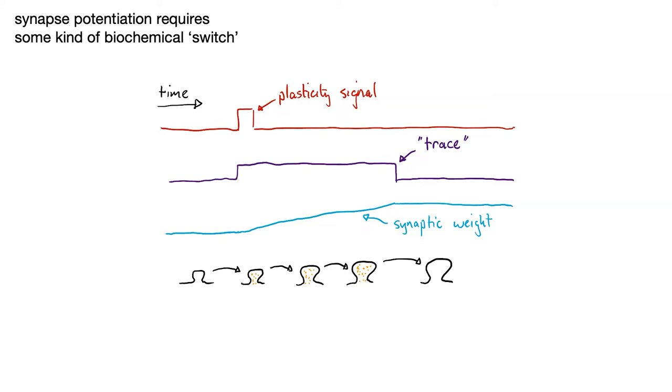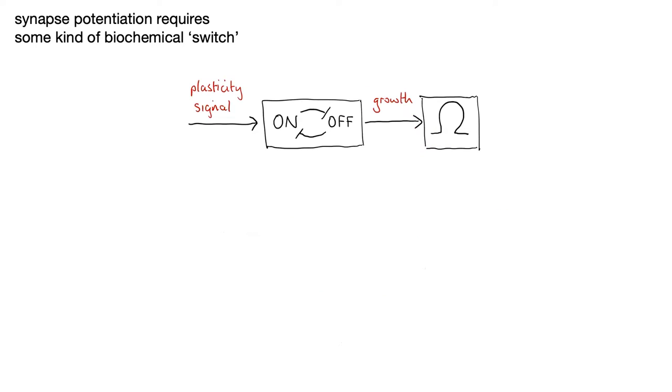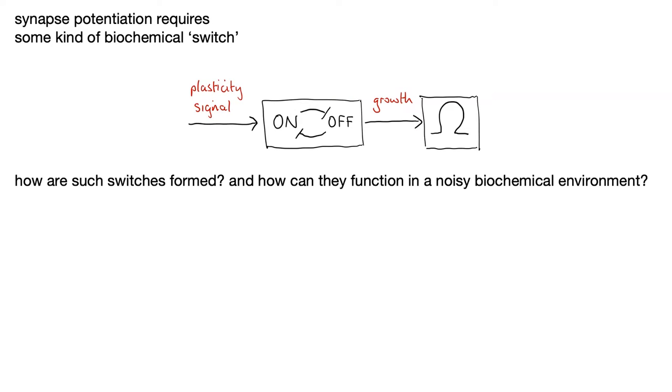And this trace enables a bunch of biochemical processes to occur: biosynthesis, insertion of receptors into the membrane, and even structural remodeling of the synapse. So all of these things occur because there's some kind of permissive signal that is triggered, okay? So here's a conceptual diagram of that. The plasticity signal causes some kind of switch, and then we get growth.